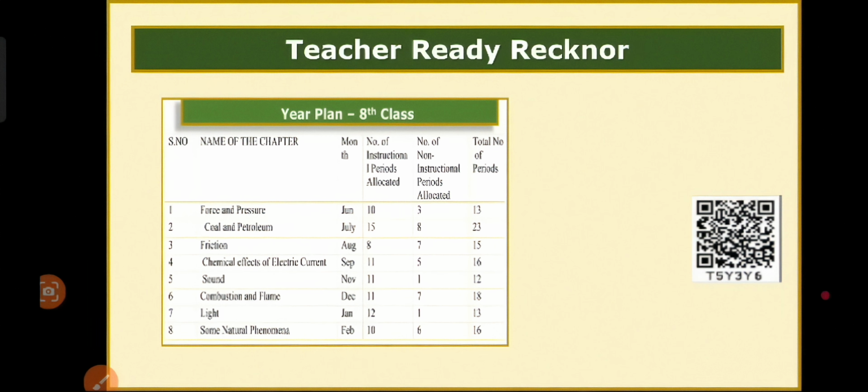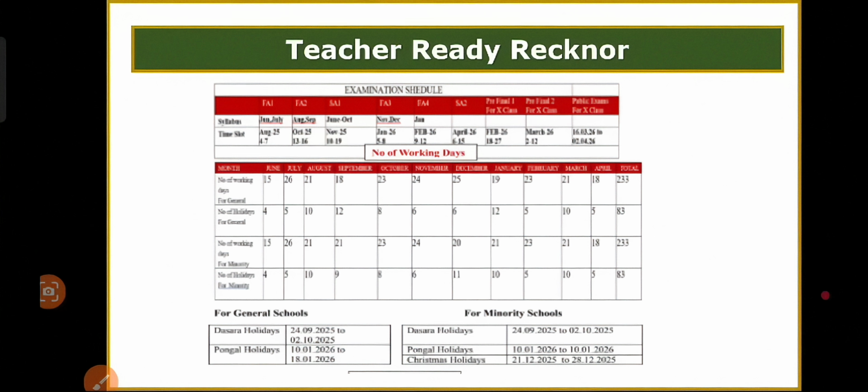And also here we had given the examination schedule, on which dates which exam will be there, and what the syllabus is for the examinations, and what the holidays and the number of working days are. Everything we had given for the teachers for the sake of information.